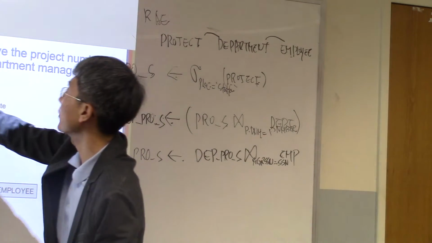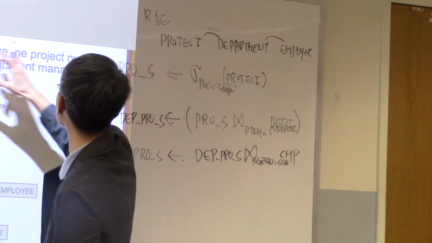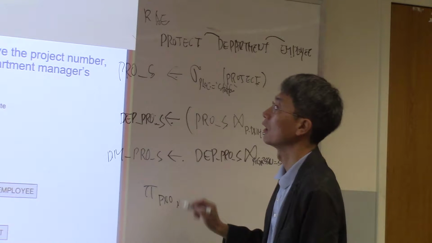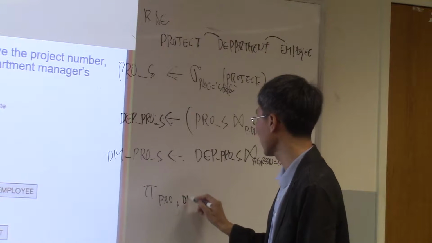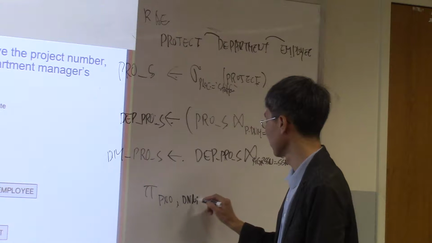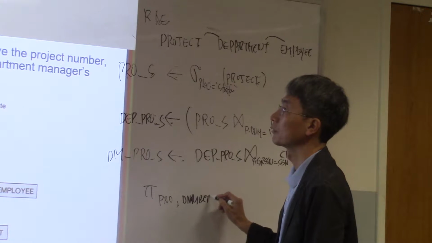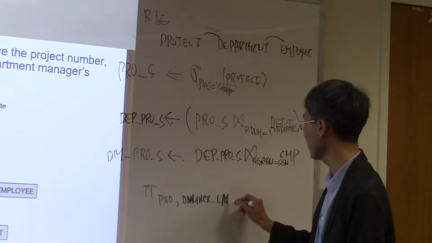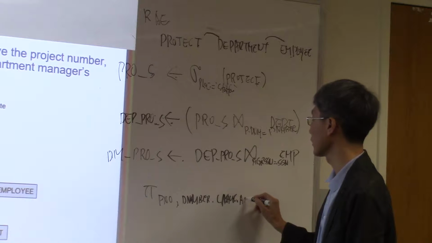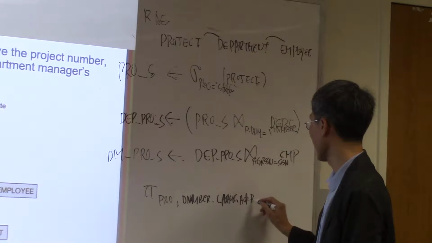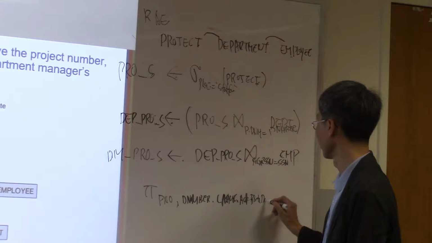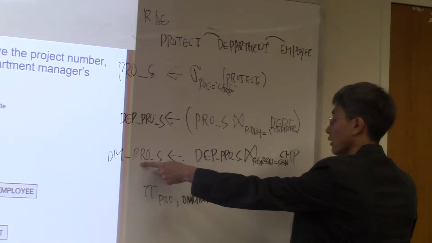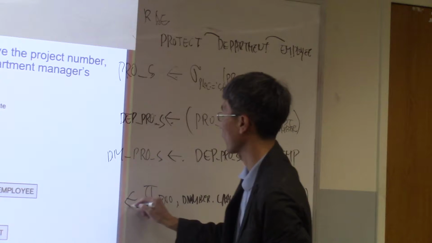Okay? Then, do we need all this information? No. We retrieve the project number, department number, and the manager's last name, name, address, and birth date. Of what? So this one. Then this is the final result.